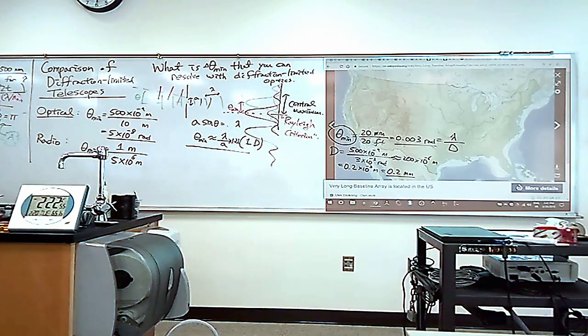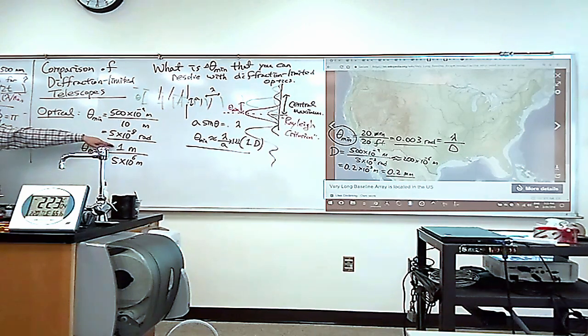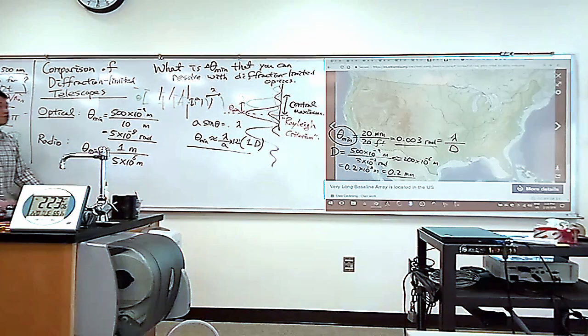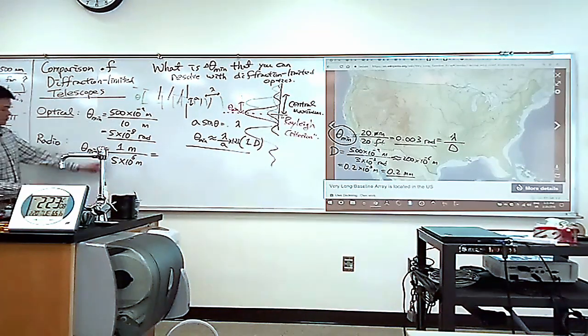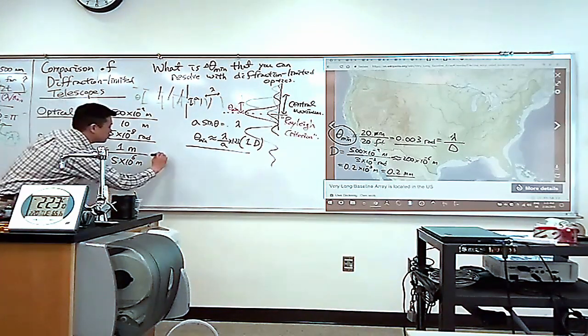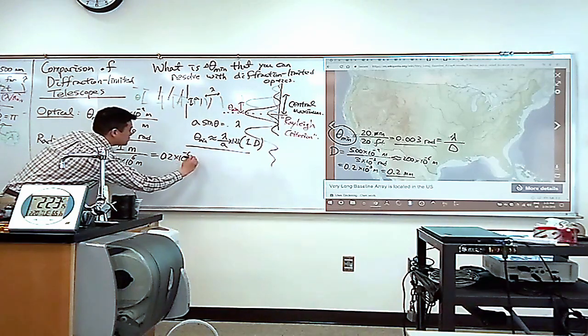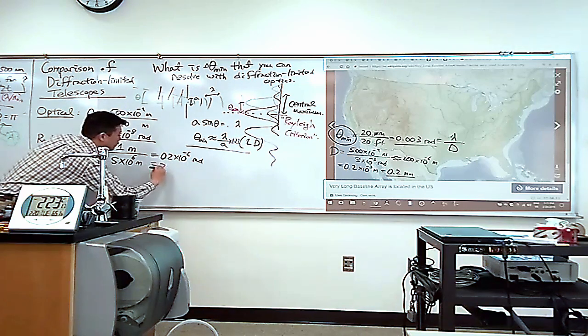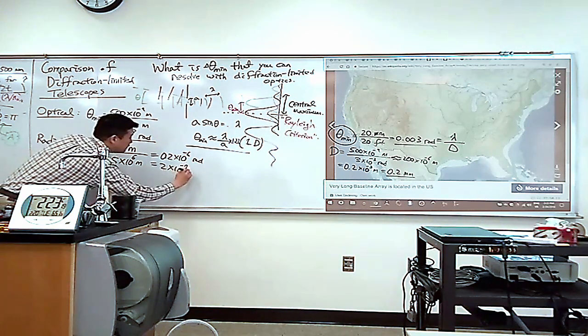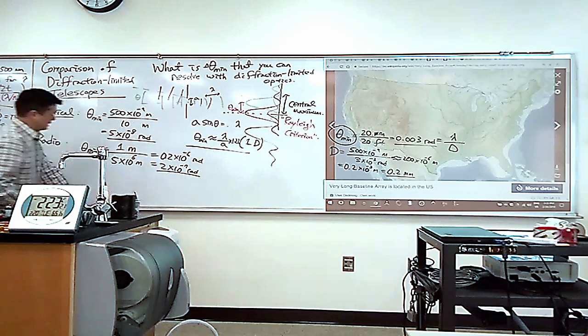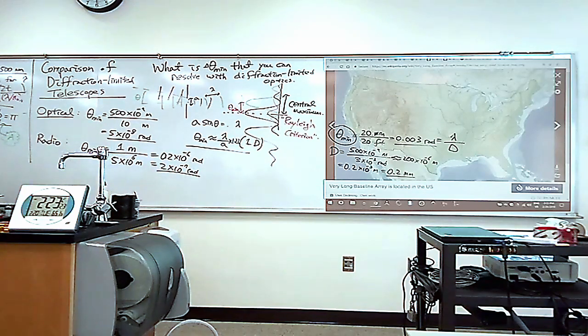I thought it would be as good as optical. It's not. I didn't miss a factor there, right? Anyways, even though your wavelength is much longer, using these techniques you can get, I don't know, 0.2 times 10 to the minus 6 radians, or about 2 times 10 to the minus 7 radians. I should have done this calculation before. I thought this would actually be smaller.